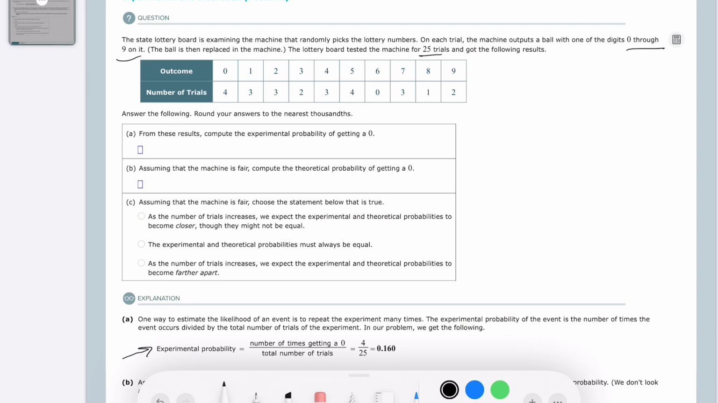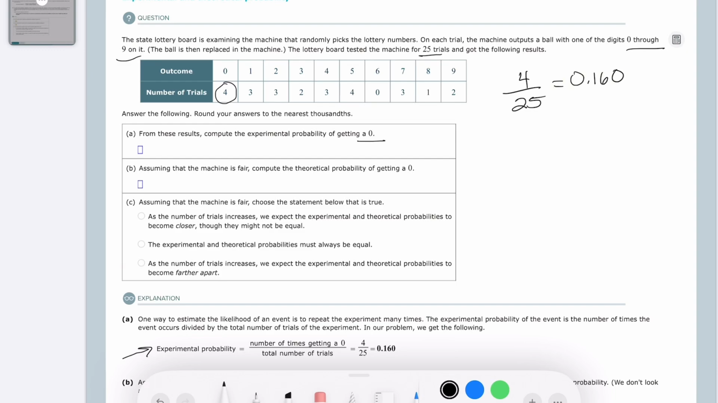Okay. So this question is asking, and I like to go straight to the question. Compute the experimental probability of getting a 0. So here we have the number of times getting a 0 is 4. And then there's 25 trials, so it's 4 divided by 25. And then whatever that decimal is, you can see it below.